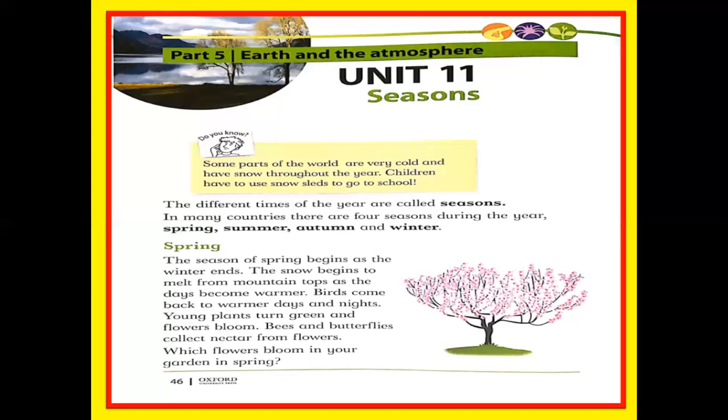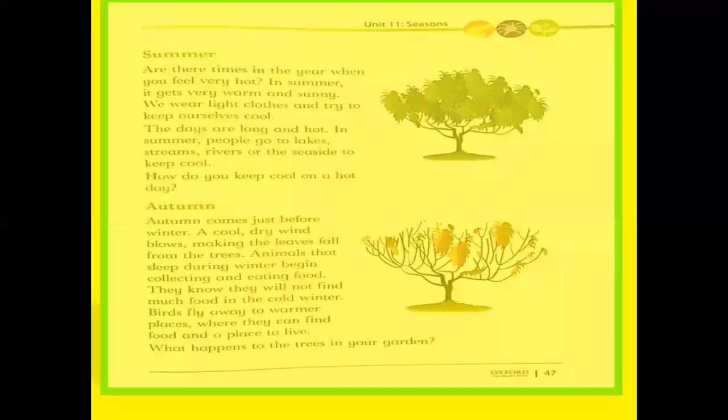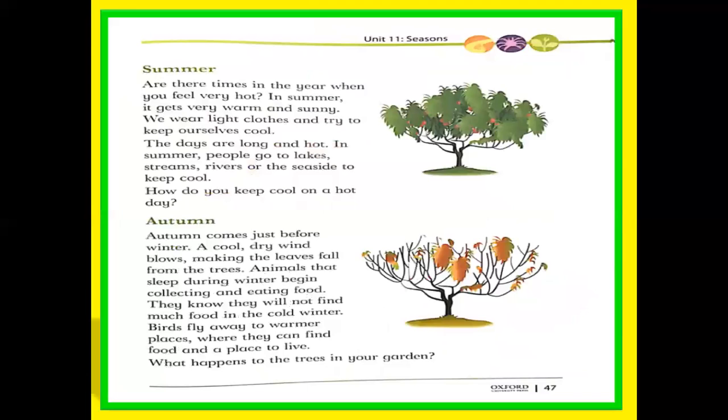Okay, next is about summer. This is the second division of the year. I told you about spring. Which months come in the spring? March, April, and May. And after May, June, July, and August. These months come in summer. This is the second division of the year.